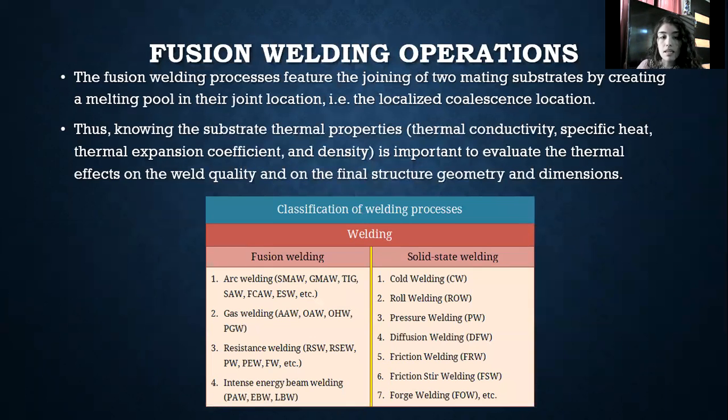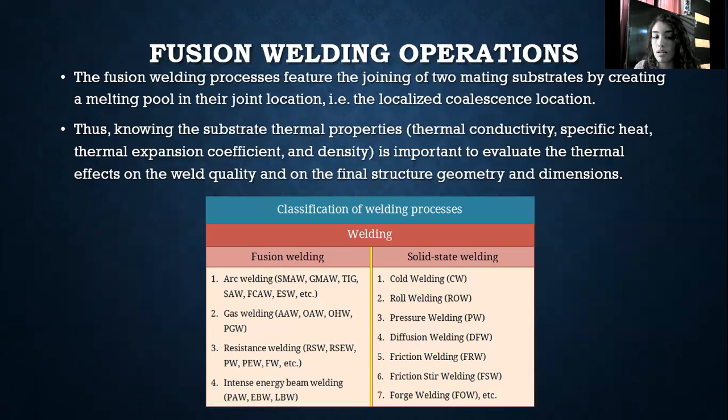So, first talking about the fusion welding operations, the fusion welding processes feature the joining of two mating substrates by creating a melting pool in their location, for example, the localized condensate location. Thus, knowing the substrate thermal properties, the thermal conductivity, specific heat, thermal expansion coefficient, and density is important to evaluate the thermal effects on the weld quality and on the final geometry dimensions. This is what fusion welding operations is about.